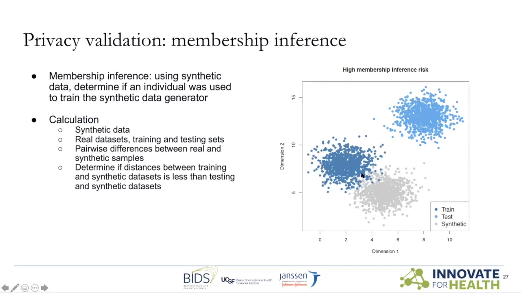Here, this is just a cartoon: shown in dark blue are the training data set samples, and the light blue being samples in the testing set. The idea is you can design a classifier based on the pairwise distance, draw a threshold, and determine with some probability that an individual was in the training data set simply by calculating the distance between the training data sample and the synthetic data sample. And so this cartoon would be a high membership inference risk because the training data lies much closer in space to the synthetic data set than a separate testing sample of real data samples.